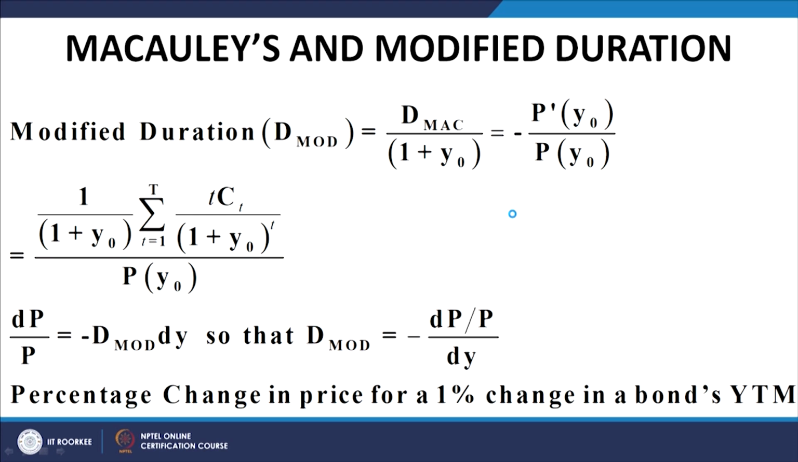Here is the formula for the modified duration. P dash, this is what we have used.